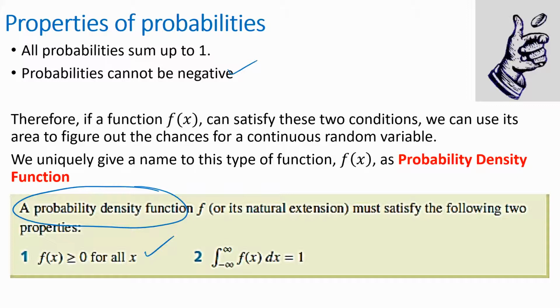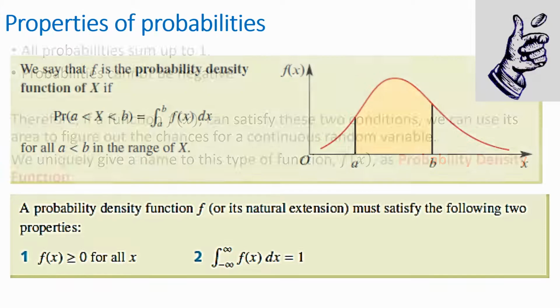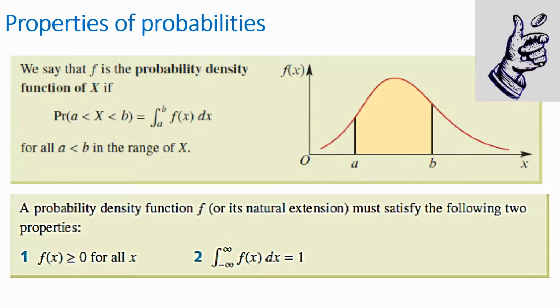Okay, so when it fits this condition, we call it a PDF function, probability density function. Those are the only two properties, and it makes sense for a continuous variable. Yeah? Now, in your exercise, in your textbook, this is what they say. They say, we say that f is a probability density function if the probability from a to b, which is the interval, if you add all the areas together, is the integration from a to b, and it fits these two.